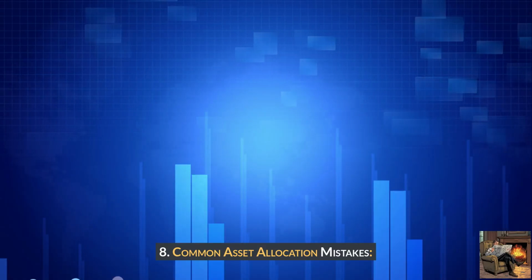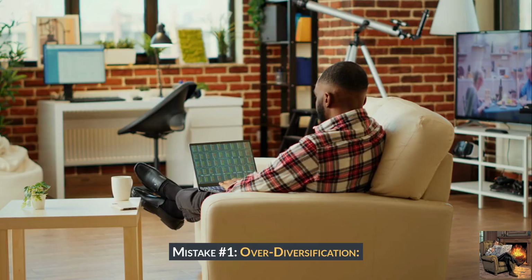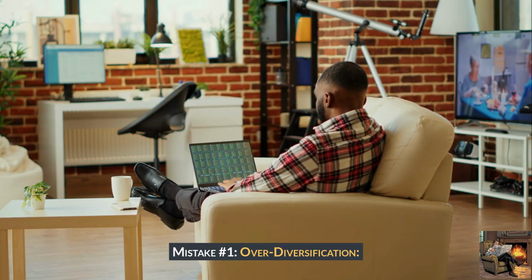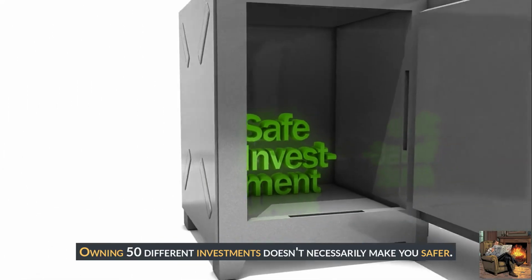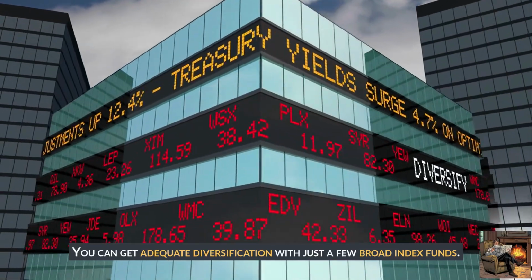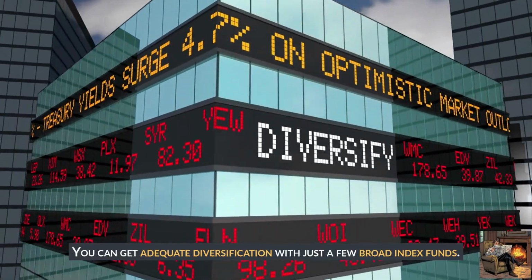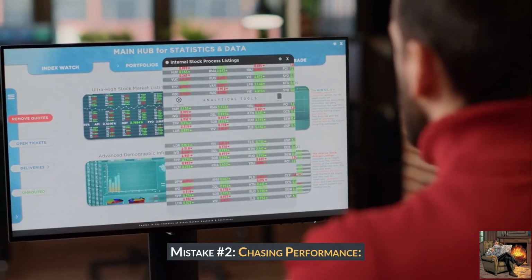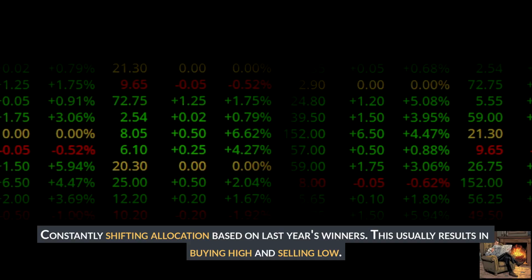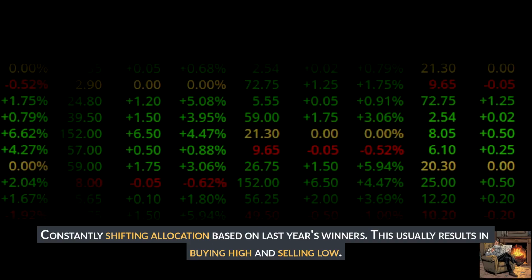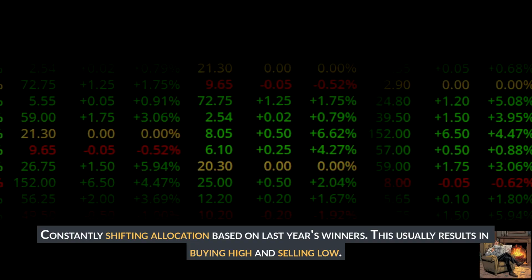8. Common asset allocation mistakes. Mistake number 1. Over-diversification. Owning 50 different investments doesn't necessarily make you safer. You can get adequate diversification with just a few broad index funds. Mistake number 2. Chasing performance. Constantly shifting allocation based on last year's winners. This usually results in buying high and selling low.